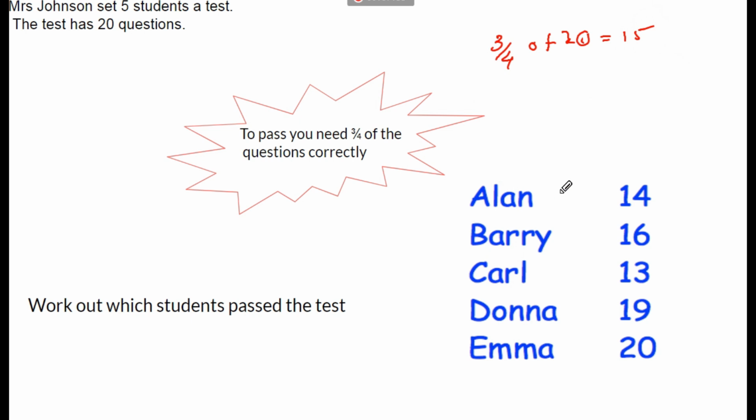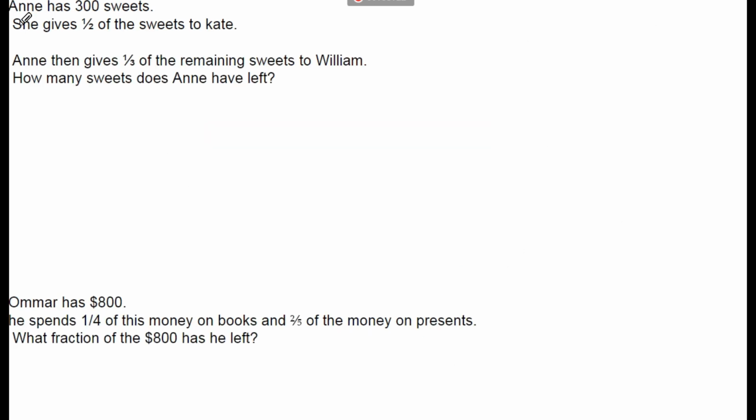So who have answered at least 15 questions correct? Barry and Donna and Emma. Okay, so these 3 students, Barry, Donna and Emma, have passed the test, and Alan and Carol couldn't pass the test, right? Okay, now we have Annie has 300 sweets.